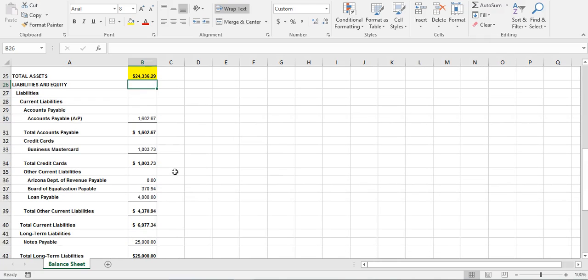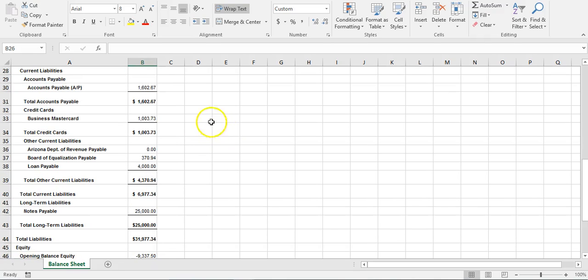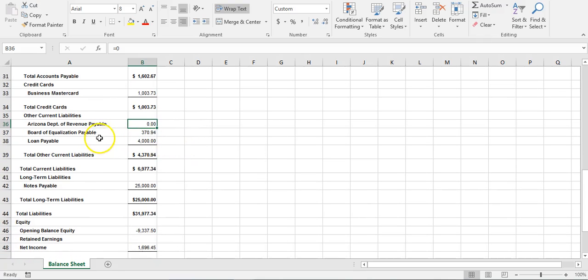Then we go down to liabilities. And liabilities is what you owe to someone else. So currently, accounts payable, so you owe vendors this amount. And then you have, it looks like a business MasterCard that you owe that much. And you have, it looks like a few loans that you owe some money on. So these are some other current liabilities.